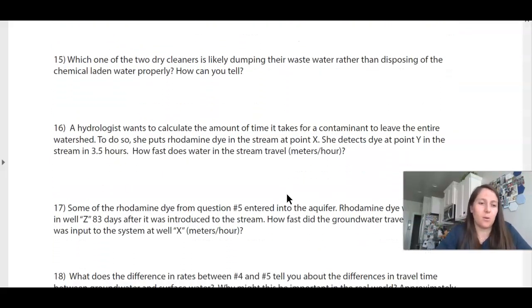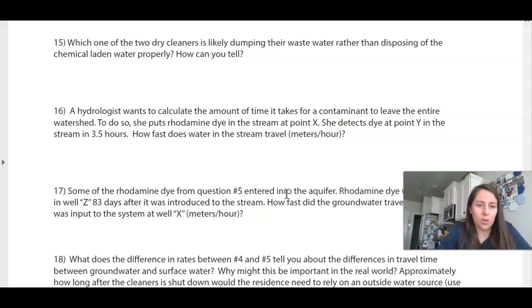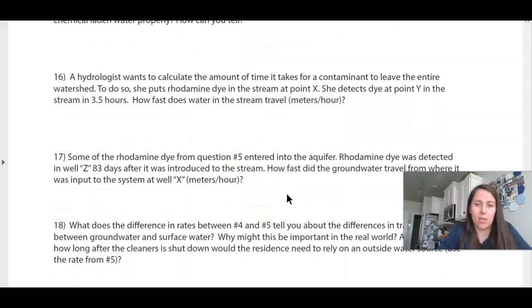Okay, good. So, number 16. A hydrologist wants to calculate the amount of time that it takes for a contaminant to leave the entire watershed. So to do so, she puts rhodamine dye in the stream at point X. So point X in your map is all the way to the top part of the map. It's on the stream itself. And she detects the dye at point Y about 3.5 hours later. Point Y is at the bottom of the map. So the time that it took to go from point X to point Y was 3.5 hours.